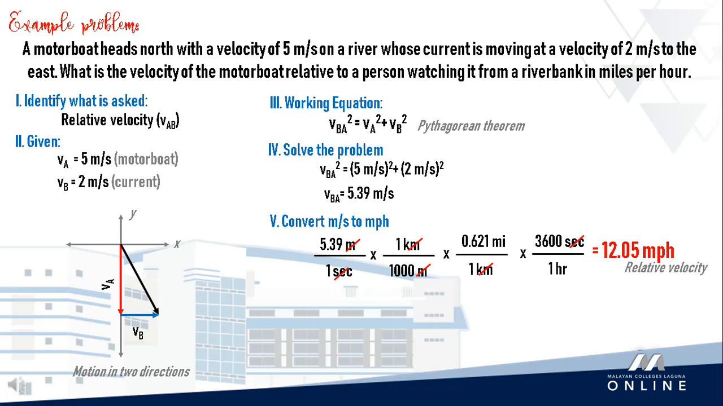Now that we have the magnitude already, we will now look for the angle. We can do a shortcut as theta, which is our angle, is equal to arc tan of 5 meters per second, which is our opposite side, over 2 meters per second, which is our adjacent side. Here, we will get the answer of 68.2 degrees. You can as well do the long method and you will get the same answer.